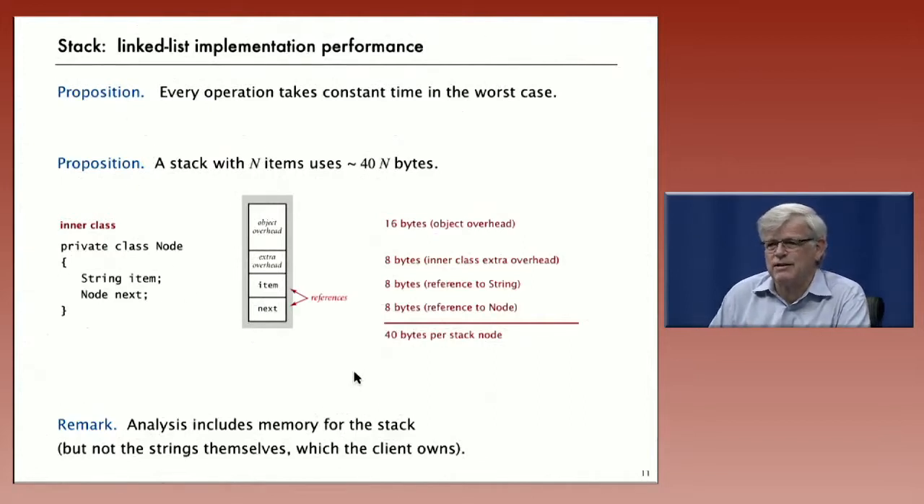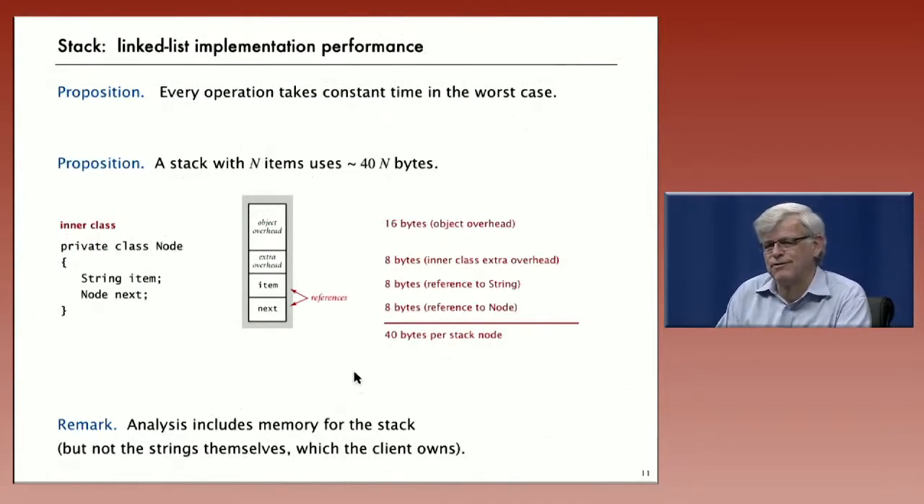So in Java, for every object, there's 16 bytes of overhead. There's some extra overhead, 8 bytes, because it's an inner class. And then there are 2 references that we built in our class node, one to a string and another one to a node, and those are each 8 bytes. So we have 40 bytes per stack node. If we have a stack of size n, we have about 40n bytes.